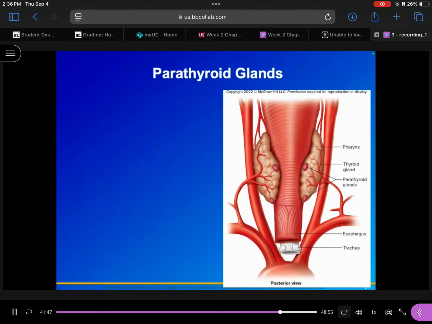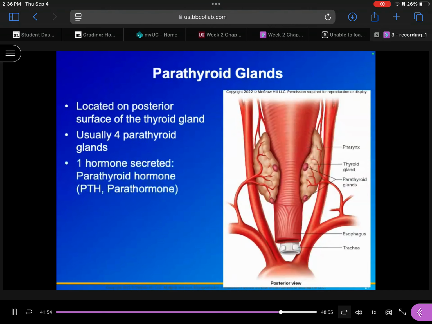All right, let's try to get through the parathyroid glands. So these are located on the posterior surface of the thyroid gland. Typically, we have 4. You can see them. They're cute little pink jelly bean looking things. All right. So they release PTH or parathyroid hormone. Is that the only hormone they release? Shake your head like this. Yes, it is. That's the only hormone that they release.